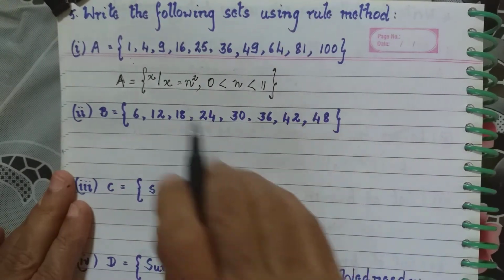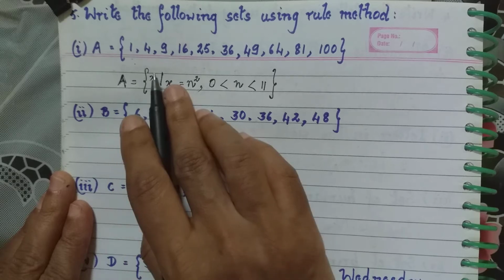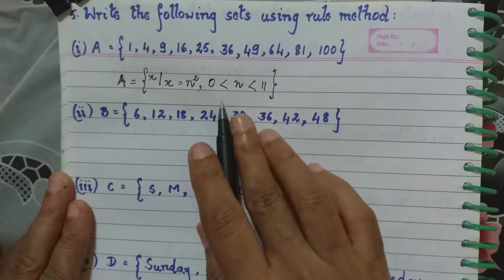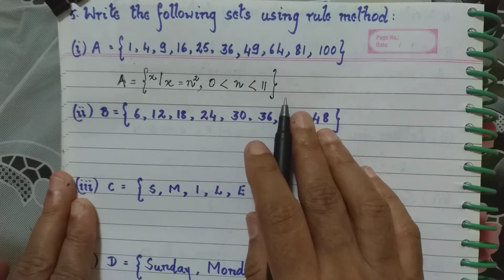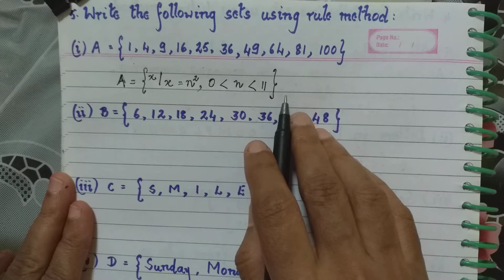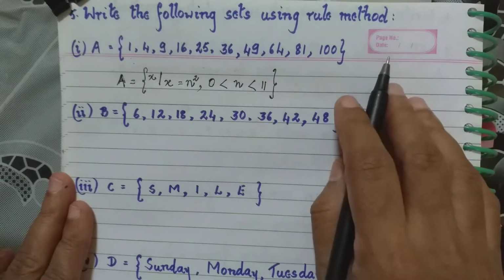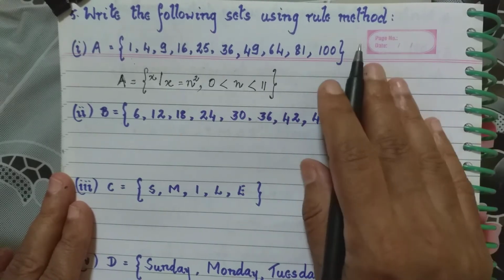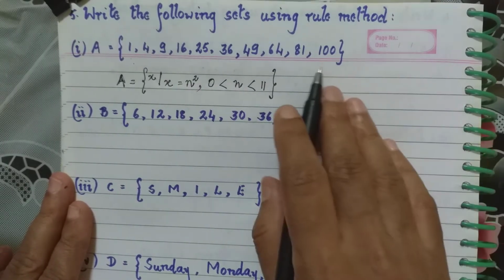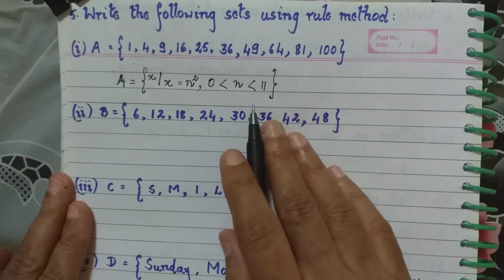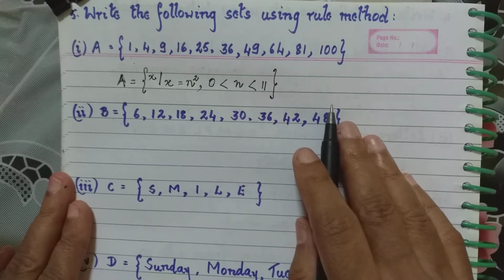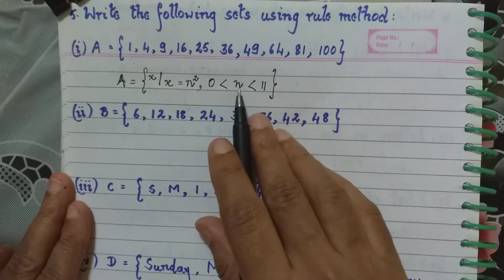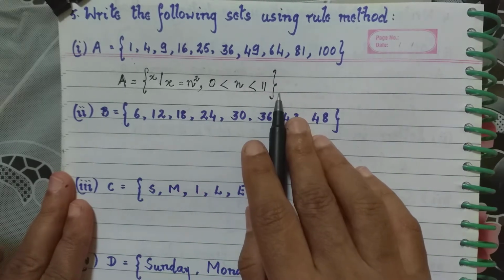What is the other way I can write it? A is the set of all x such that x equal to n square. We can say that n belongs to the set of natural numbers. But if we say n belongs to the set of natural numbers, we don't have only these squares. There are so many other squares after 100 also, like 121, 144, those are not included here. So then again we have to say n is lesser than or equal to 10. Instead of that, we can make it easier by putting only one condition here, that n lies between 0 and 11.